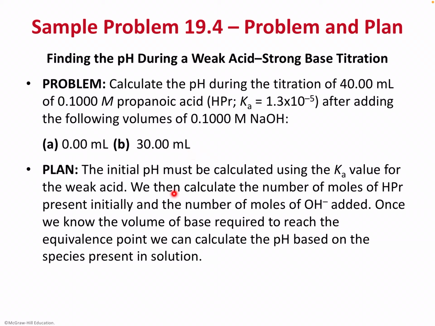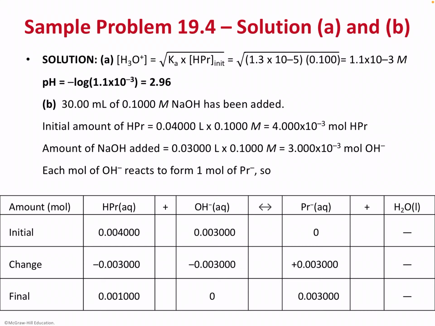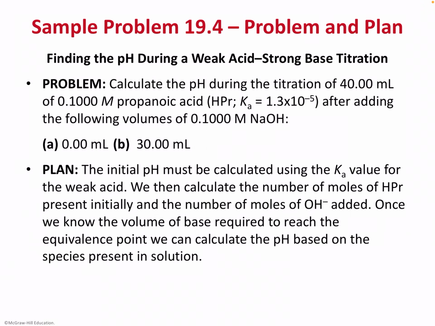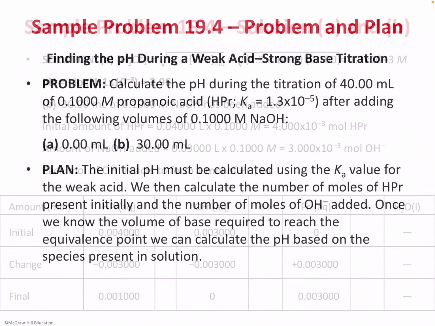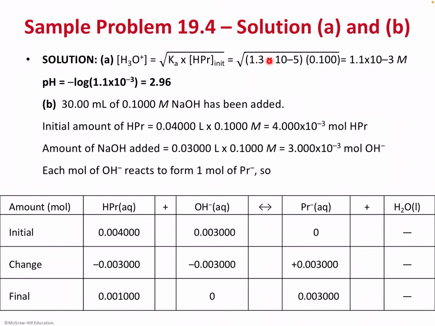Okay, so we can calculate the initial pH. 0 milliliters meaning initial pH. Again, this is a weak acid, so we can find out the hydronium ion concentration, square root of Ka times HPr. I showed you how we get this equation. So the Ka is given, 1.3 times 10 to the negative 5, and we started with initial amount 0.1. Get the square root of that. That will give you hydronium ion and then the pH.